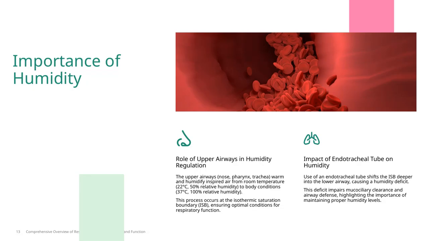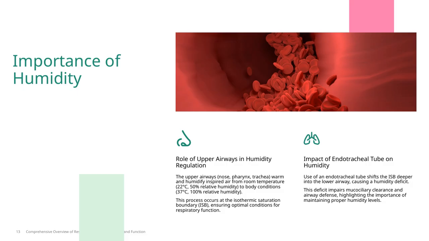Let's now look at the impact of endotracheal tubes on humidity. When an endotracheal tube is used, it effectively shifts the isothermic saturation boundary, or ISB, deeper into the lower airway. This shift can lead to a humidity deficit, which is significant because it impairs mucociliary clearance and compromises airway defenses. This highlights just how important it is to maintain proper humidity levels during airway management.